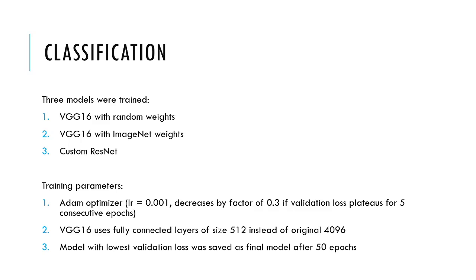In terms of training, I use the Adam optimizer, which is essentially RMSprop with momentum, instead of stochastic gradient descent. The learning rate started at 0.001, and then it decreased if it plateaued for 5 epochs. For VGG16, I kept true to the original paper with dropout and L2 regularization. However, I did change the fully connected layers to 512 instead of 4096 because it was overfitting significantly with such expressiveness. And then after 50 epochs, the model with the lowest validation loss was saved as the final model.